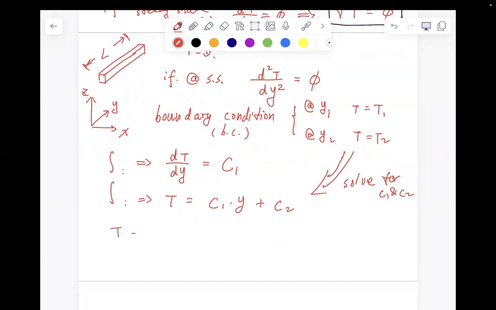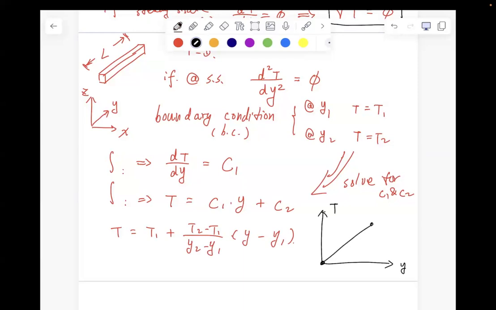And what we get is T equals T1 plus, this is C1 and then C2, all solved together. And then if you want to plot it, this is Y, this is T, and then what you have is something like that. This is Y2, this is Y1, this is T1, and this is T2.